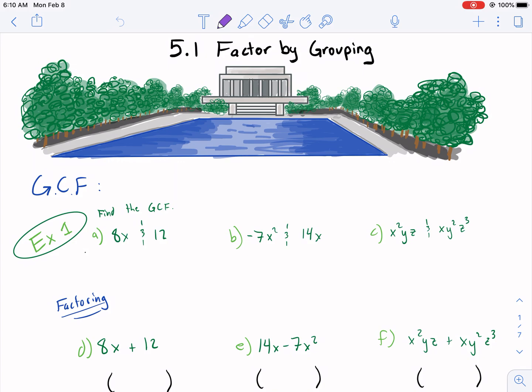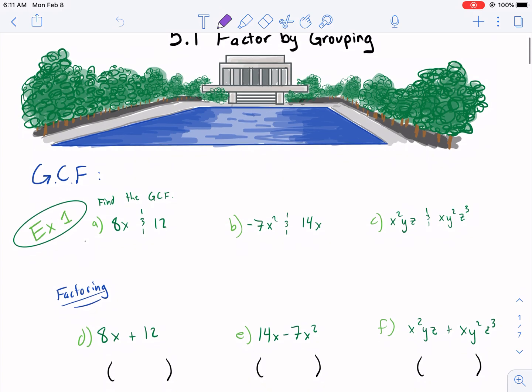We're doing an algebra related concept today, and this mural is in honor of President's Day, which is coming up next Monday. All right, let's go ahead and get started.